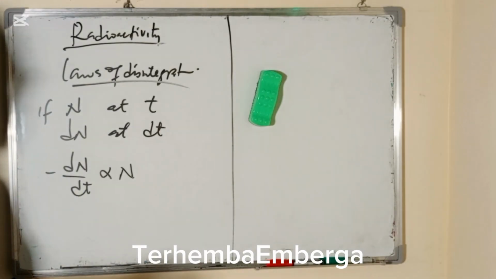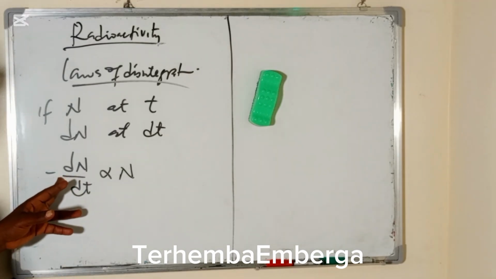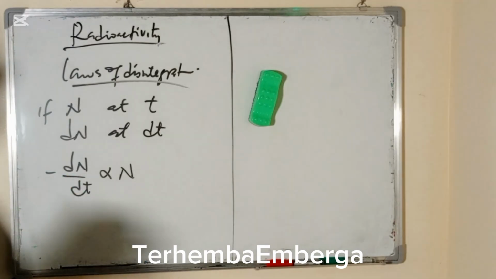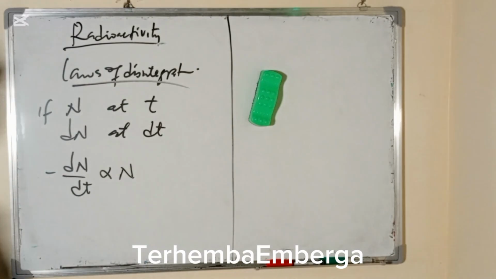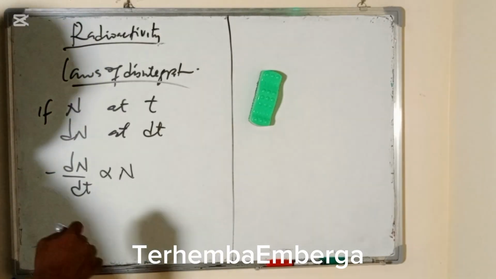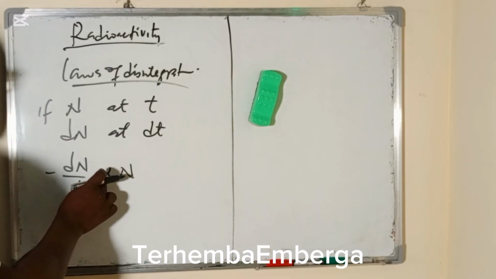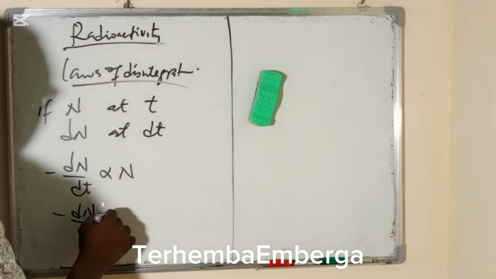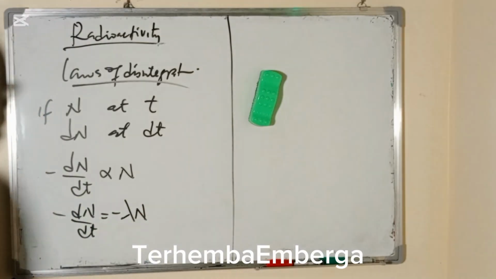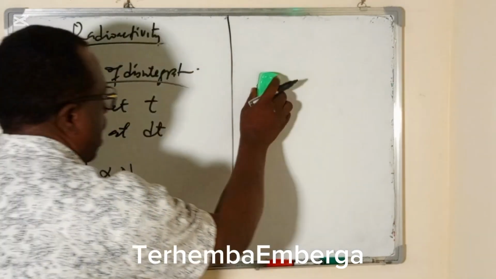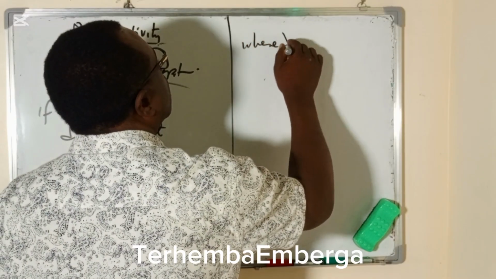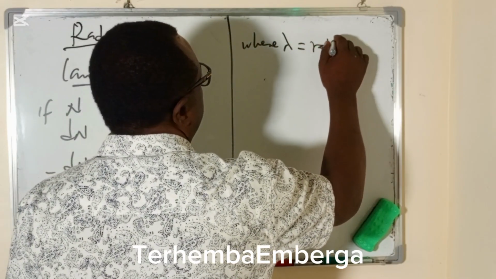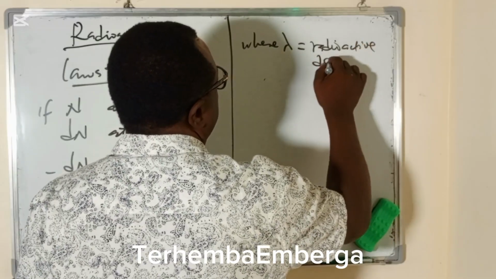Once this disintegration takes place, the number of atoms keeps reducing. That is why we have minus here. And we know that we don't work with this proportionality constant. We need to have this as minus dN over dt equal to minus lambda N, where lambda is what we call the radioactive decay constant.